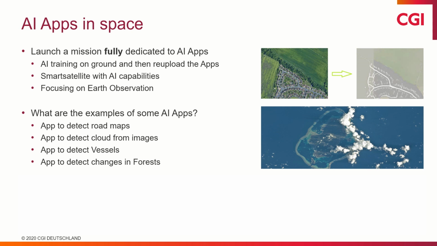Examples of possible AI apps are an app to detect road maps, or an app to detect clouds from images and then select just the ones that are not cloudy. The app can detect vessels from space, and finally an app can also, for example, detect changes in forests. Additionally, you can also have your own idea and put your AI algorithm inside the app and run it in space.